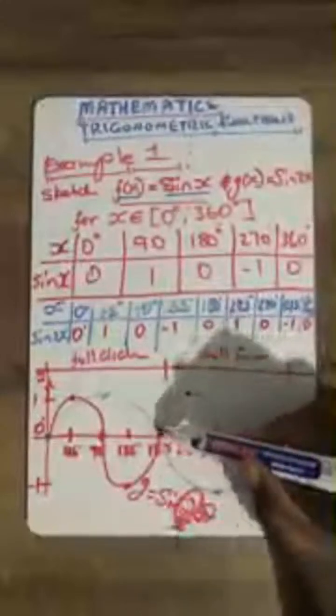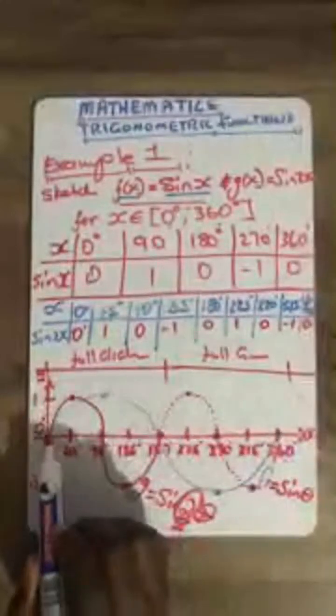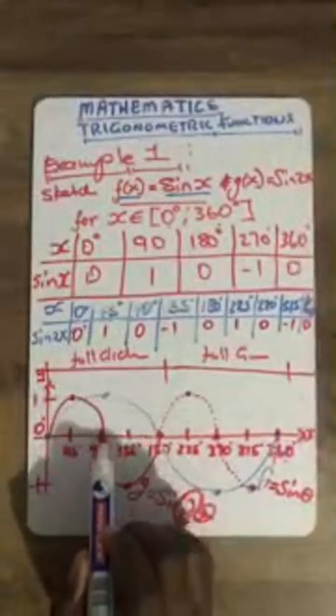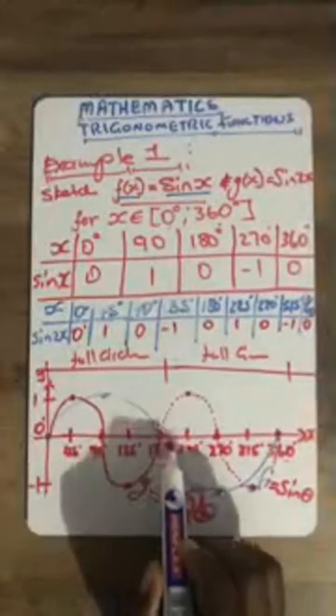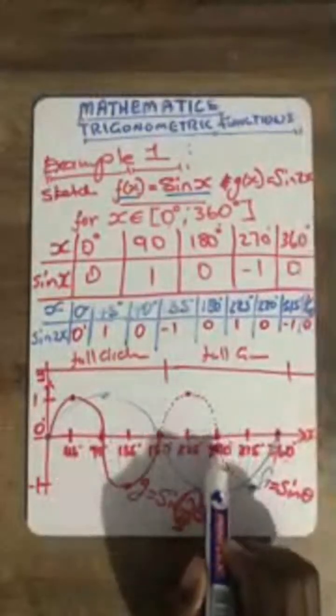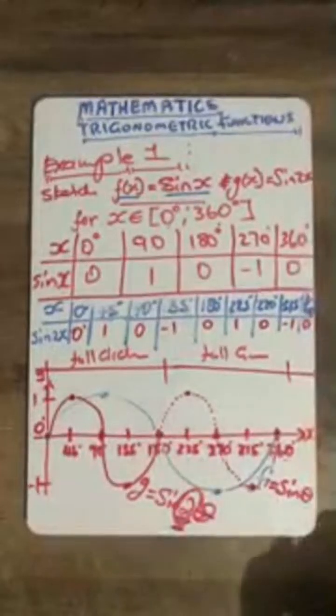So the reason why I did dotted lines is so that you see that it starts from 0, it goes up, there, down, back to there. You see, from there, up, there, down, back to there.